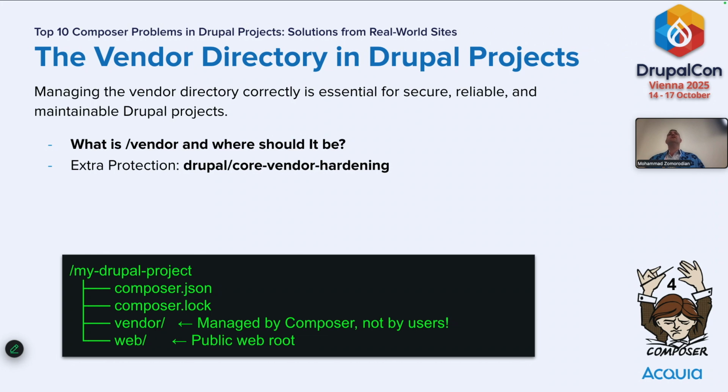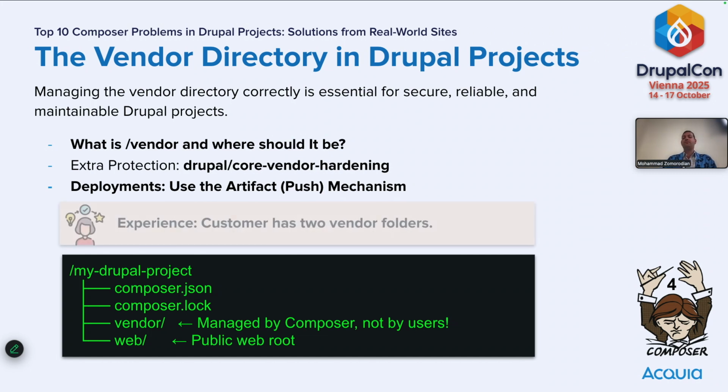This makes more sense if the site has the vendor directory in the web root, or in the web folder, but try to avoid having that there. Always keep it outside of the public directory, not accessible to the users. And also make sure that the way you're deploying it uses a push artifact mechanism to deploy your code to your environments or to production.